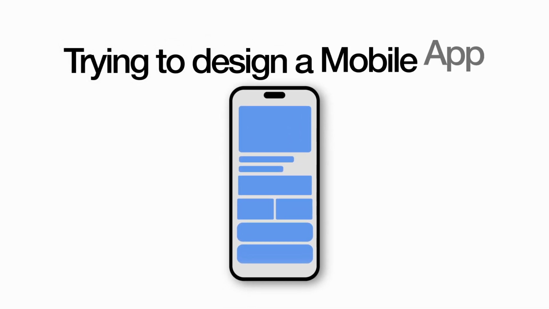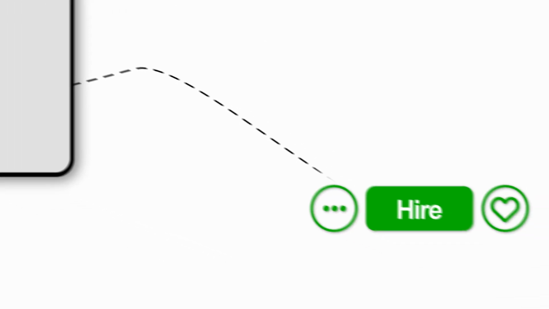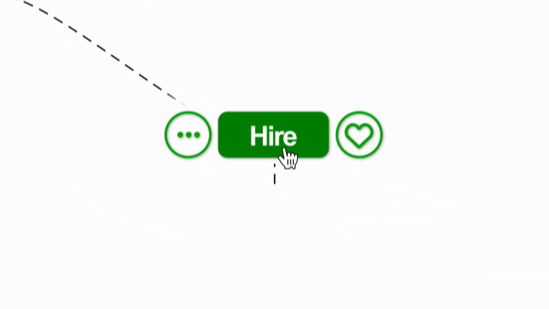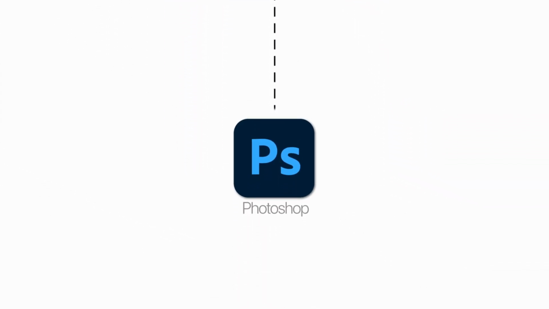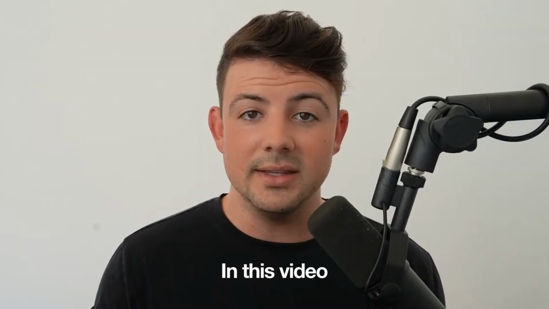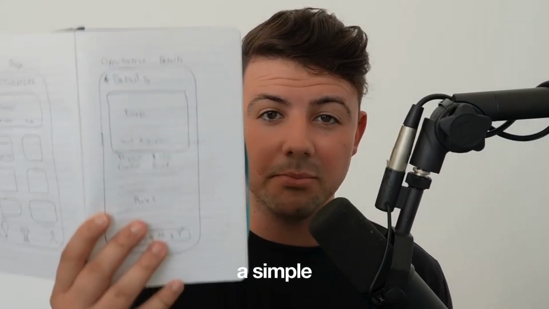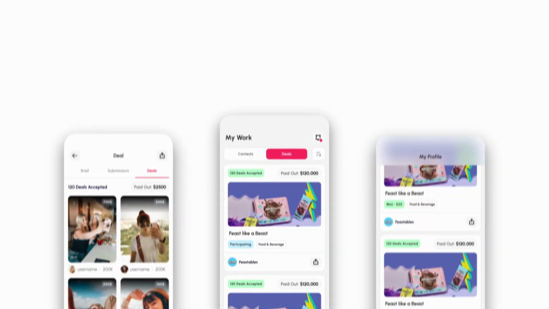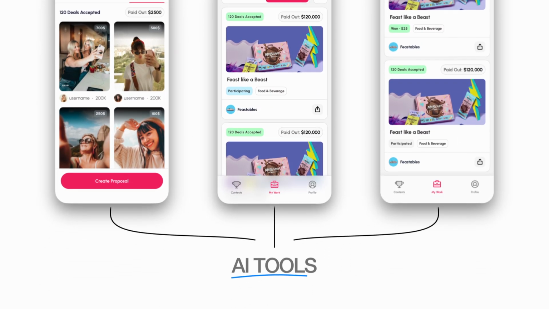If you've clicked on this video, chances are you're trying to design a mobile app, but you're stuck staring at a blank screen. Maybe even thinking you need to hire some expensive designer or learn some complex tool like Photoshop. But what if I told you that all you needed was a pen, paper, and AI? In this video, I'm going to show you exactly how I go from a simple hand-drawn sketch to a full app UI using nothing but AI tools.